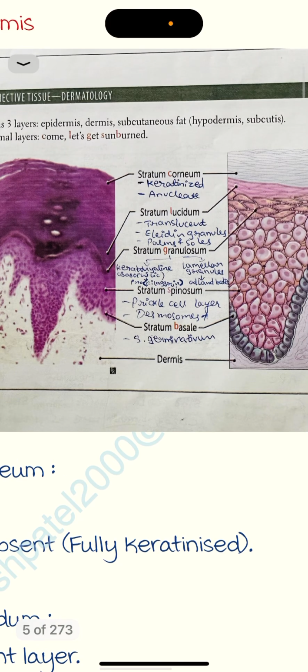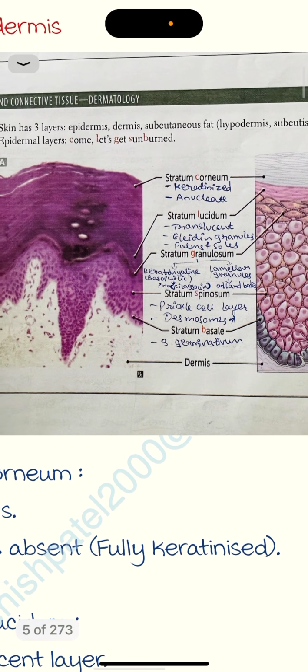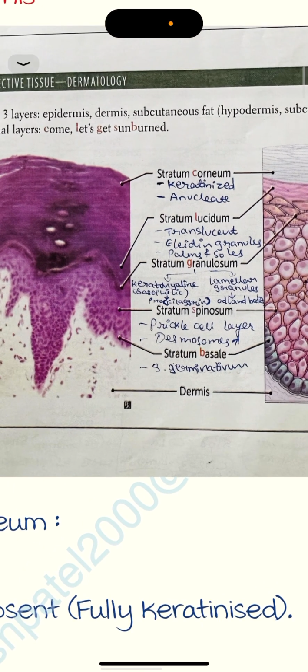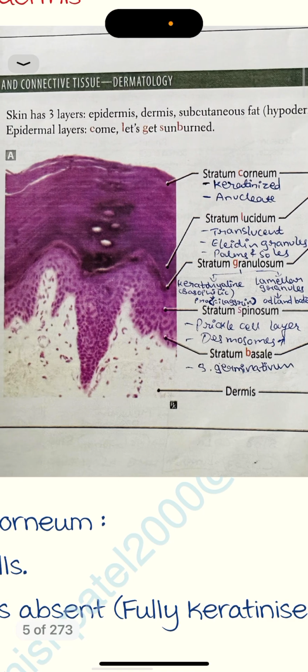Now let's move on to the layers of the skin. It has three main layers: epidermis, dermis, and subcutaneous fat. Now further, epidermis is divided into five layers. First is stratum corneum, which is keratinized and anucleate.